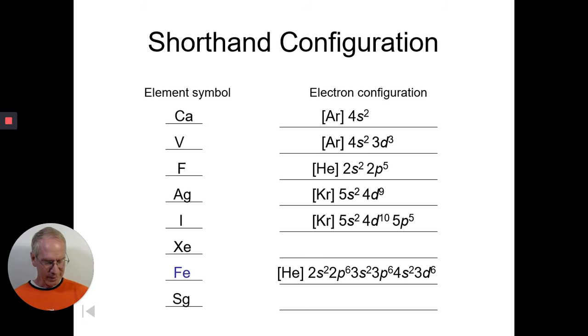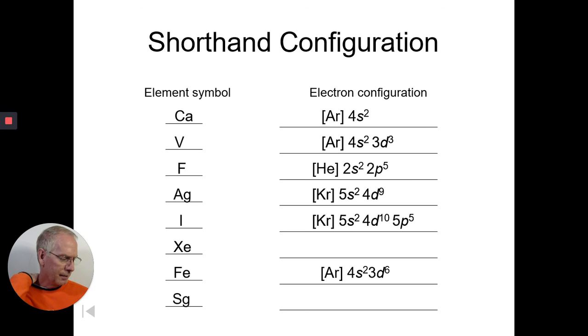Whoops, excuse me. I was looking at the wrong thing. I was looking at 3p6, not 3d6. 3d6 is indeed iron, and the noble gas that precedes that is argon. So instead, what we should have written is argon, which takes care of the first 18, followed by 4s2, and then we count over 6 squares, 3d6.